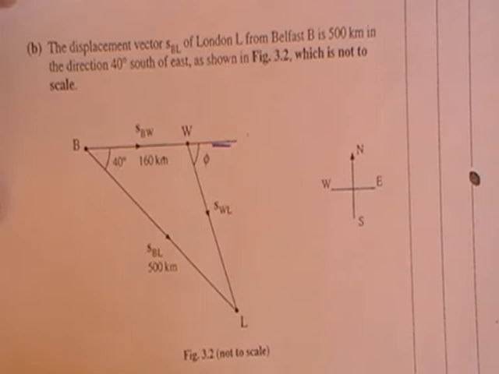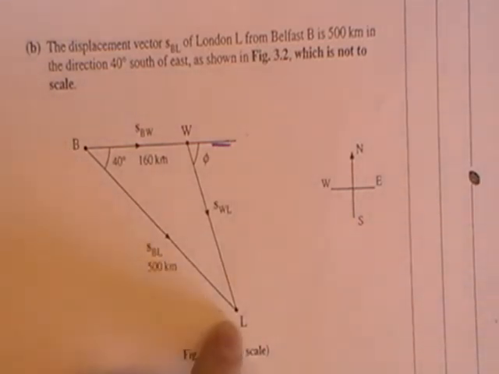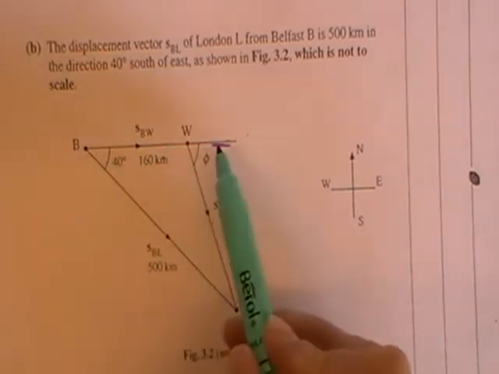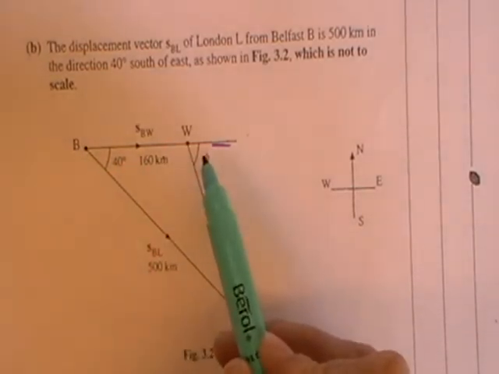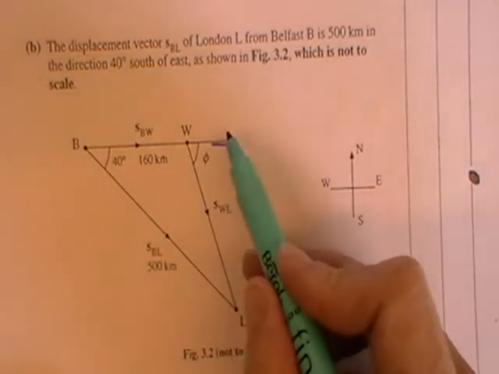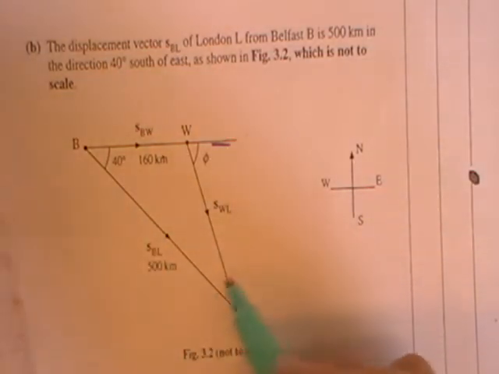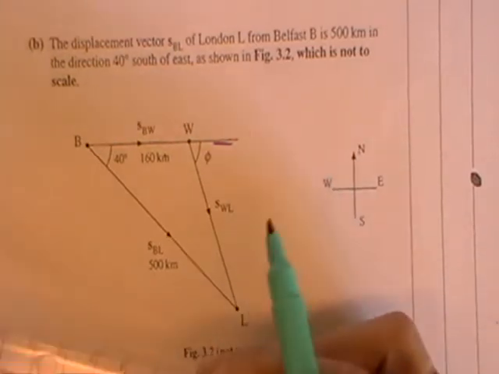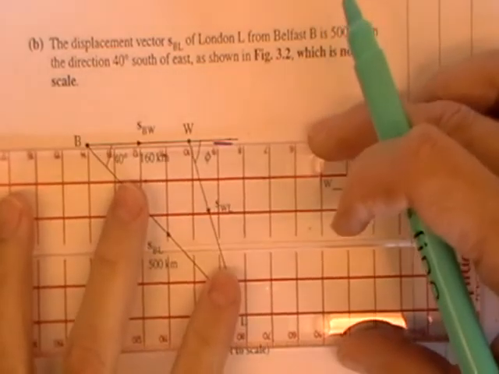It says then, show the magnitudes of the components of SBL. So there's SBL there. They are, to two significant figures, 380 kilometres due east, which is this direction, and 320 kilometres in the due south direction. So I'm going to just draw over the top of this, and I'm going to draw the two components of this line here, which is SBL.